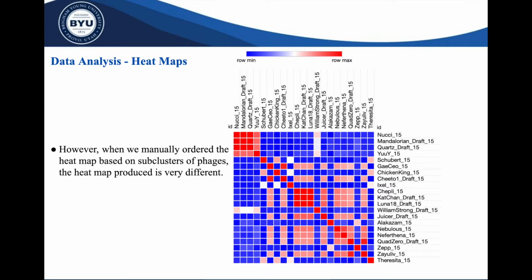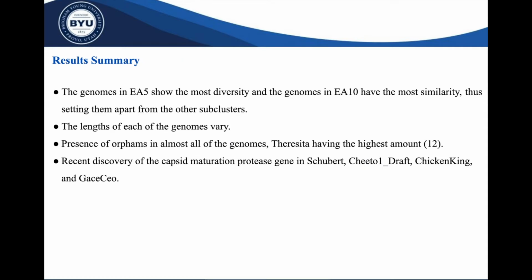One of the things that we learned from these two heat maps is that we cannot define a cluster by looking at an individual gene alone. Based on this heat map, we would not be able to accurately define subclusters. We have to look at the genome in entirety in order to properly define subclusters.